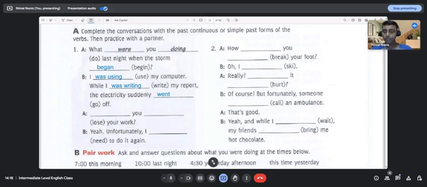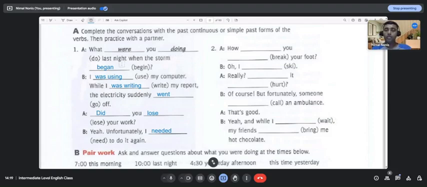Okay, so we can ask, did you lose your work? Did you lose your work? So this is in the simple past tense. Why? Because we are asking whether you lost your work, right? So, did you lose your work? Yeah, unfortunately, I needed to do it again.